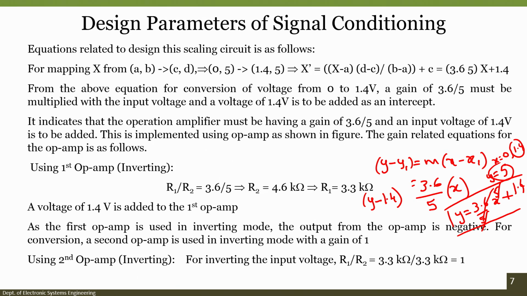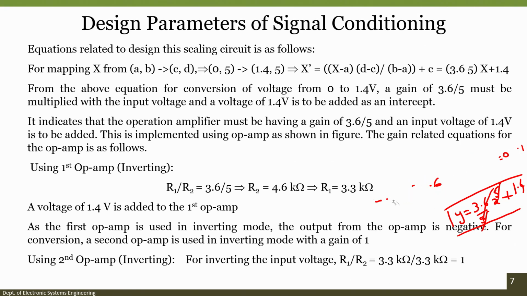Now, let us see, based on this equation, y is equal to 3.6 by 5 x plus 1.4, how can I design the entire signal conditioning circuit? I am just going to keep this equation on and get rid of the other. Now that we have this equation, 3.6 by 5 x plus 1.4, how do we implement this using different electronic components?